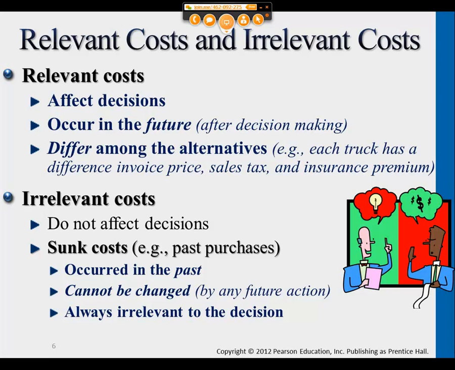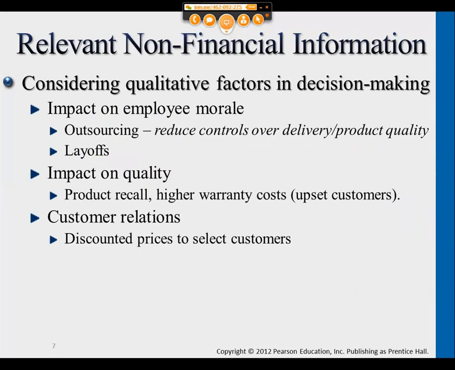The other point why it's irrelevant is not only because we can go with another vendor, but also because the current business situation might be very different from the one that caused the past decision. So we do not apply whatever we had for the past selection, for example, of the vendor, to what we're doing right now. Okay, so that brings us to the relevant non-financial information.